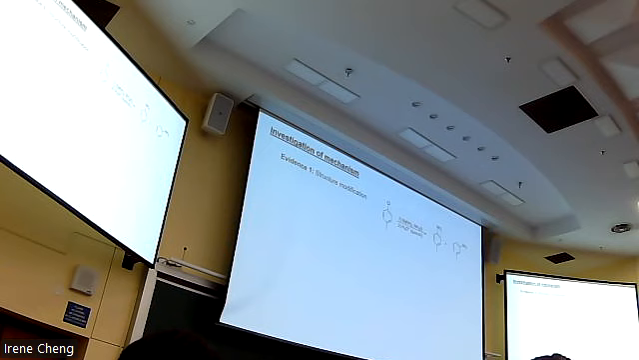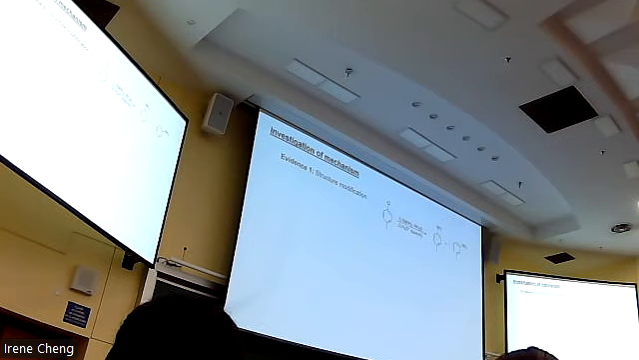Any idea how this works? Triple bond, okay, we got another one. We have an intermediate, okay. All right, try another one.